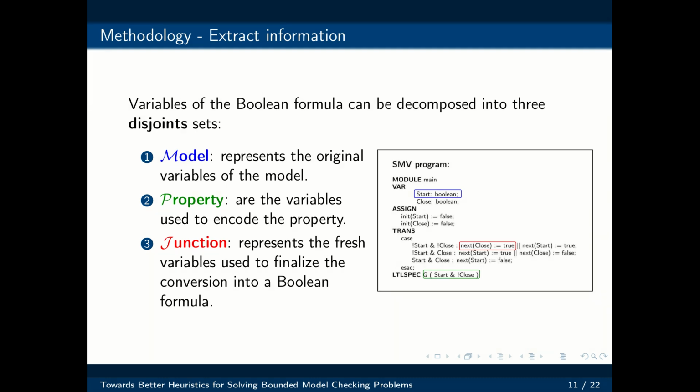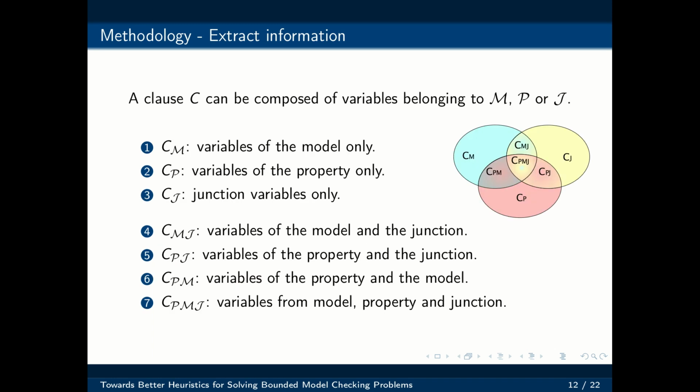And this results in a classification of the clauses of the SAT formula into 7 classes. The CM class will represent the clauses that contain variables from the model only. CMG classes correspond to the clauses that contain a portion of variables from the model and the other from the junction, and so on. So far we have been able to extract a new feature of a clause.